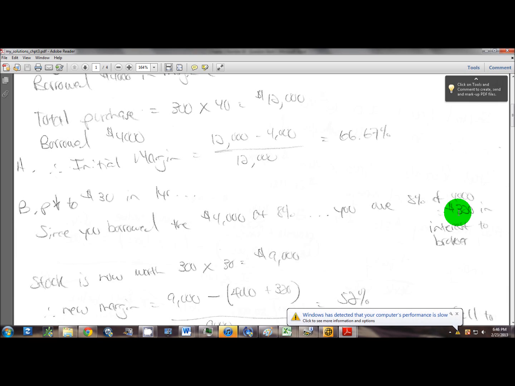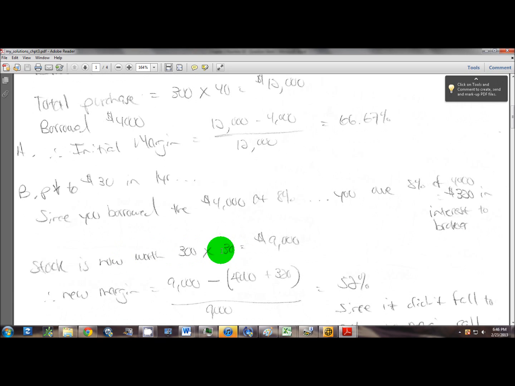So that has to be factored into your margin equation, because it's literally cash coming out of your pocket, okay? Now, how much is the stock actually worth to you? So, you own this stock now, right? So it is an asset to you. So how much is it worth to you? Well, you purchased 300 shares. It's worth $30 a share. So your total stock value, which is an asset to you, is going to be $9,000.